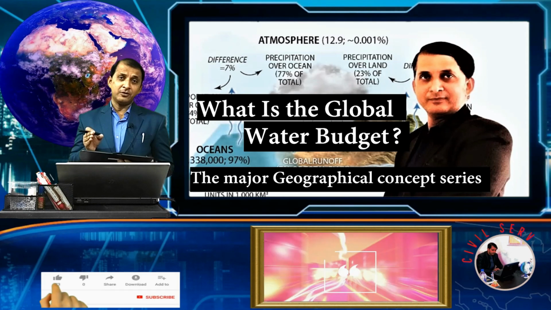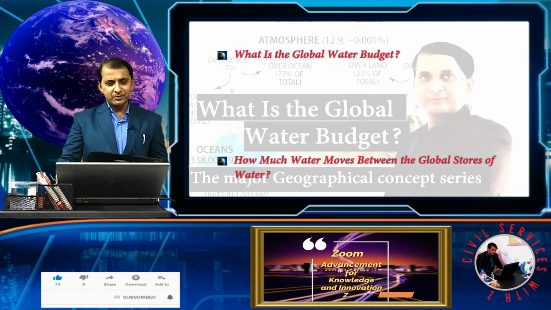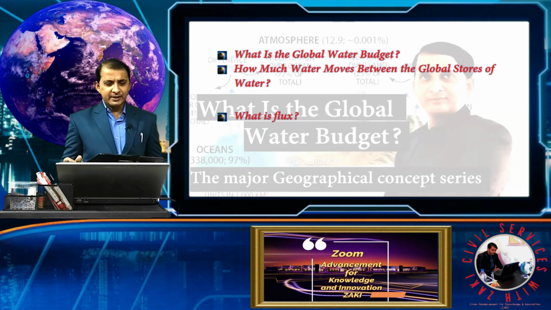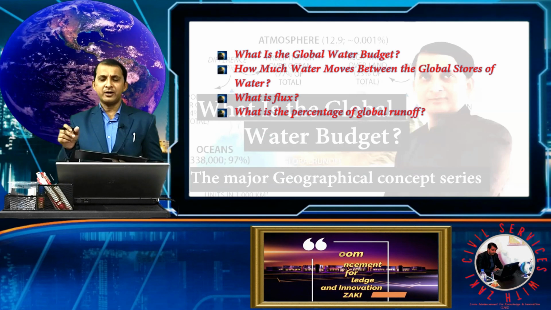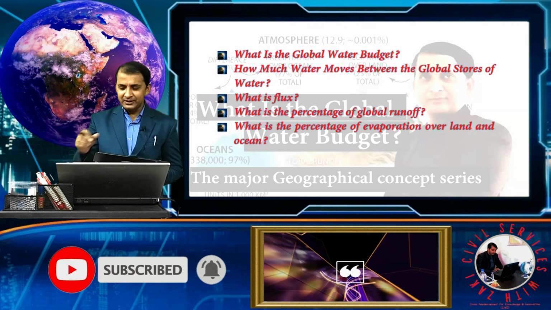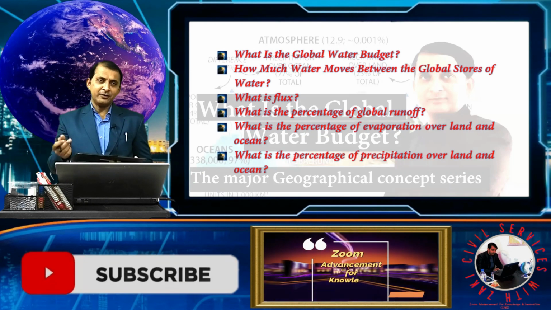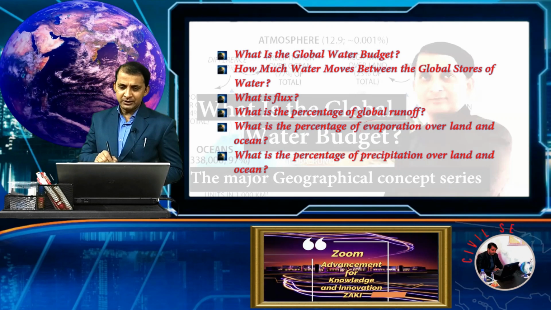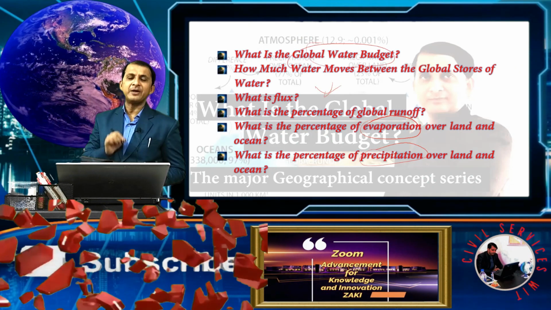In this video we will discuss the following questions. Number one, what is the global water budget? Number two, how much water moves between global stores of water? Another is, what is flux? And what is the percentage of global runoff? Also, what is the percentage of evaporation over land and ocean? And what is the percentage of precipitation over land and ocean? So evaporation and precipitation, we need all these to understand the global water budget.